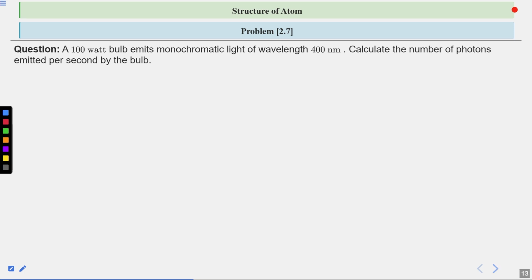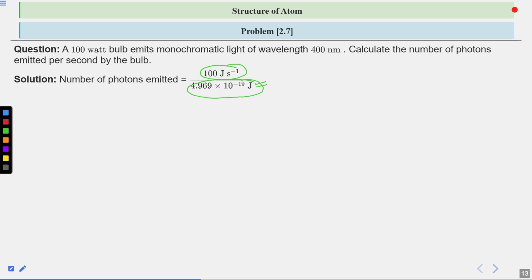So we got the energy of one photon. Now what will be the number of photons? That would be simply 100 joule divided by the energy of one photon. So 100 joule is the energy that is emitted per second, and this much amount of energy is emitted by one photon. So what is the number of photons? Simply use the unitary method, divide these two. You will get this value as 2.012 into 10 to the power 20. So per second, this much amount of photons is released.